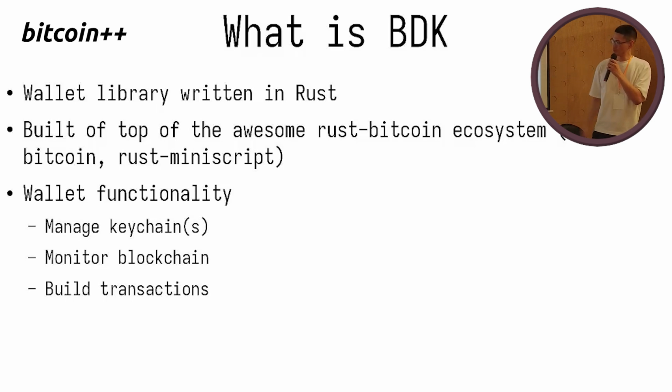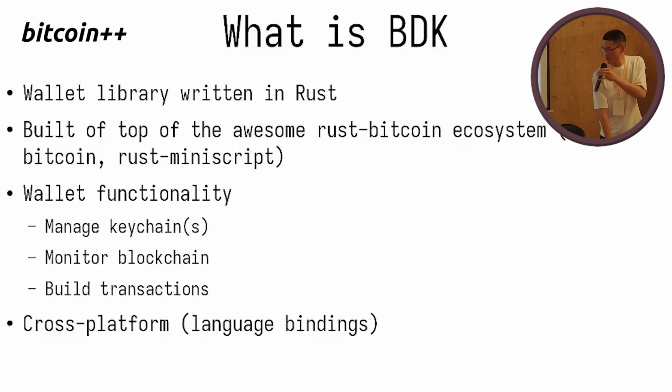Cool. So all the functionality. First, you manage keychains. These are chains of script buckets that we derive from a wallet script, for example, a miniscript. And then you track these script buckets. From these script buckets you track, you monitor the blockchain and download the transactions relevant to the wallet. And then from there, you build transactions. So this is the basic functionality of what a Bitcoin wallet should do. And another cool thing is it's cross-platform.